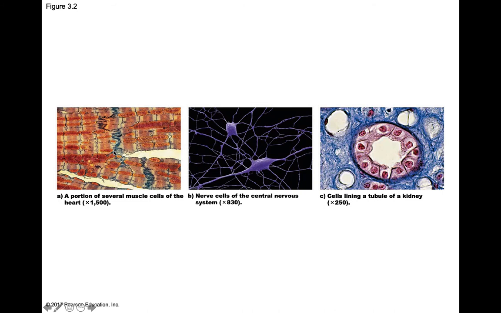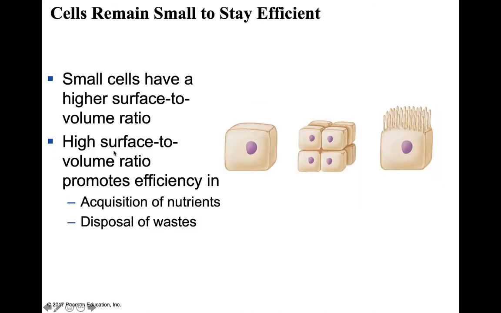In the middle are nerve cells or neurons, so we'll talk about those a little bit later when we do the nervous system. And the third is actually looking at these cells that are acting as a liner of a kidney tubule. That's their job. They actually line spaces of tubes and so on. So those will be introduced in the very next chapter.